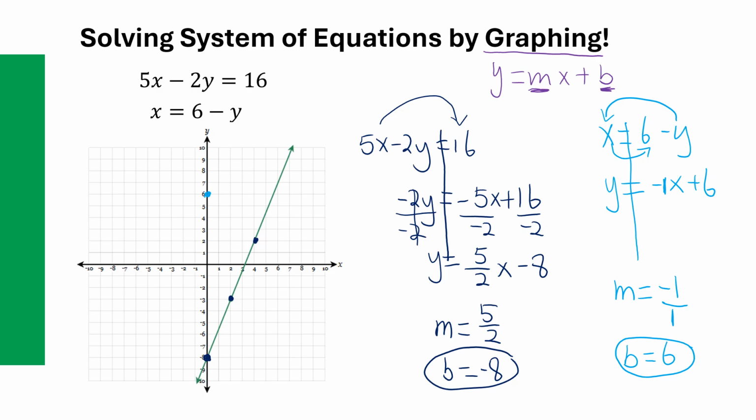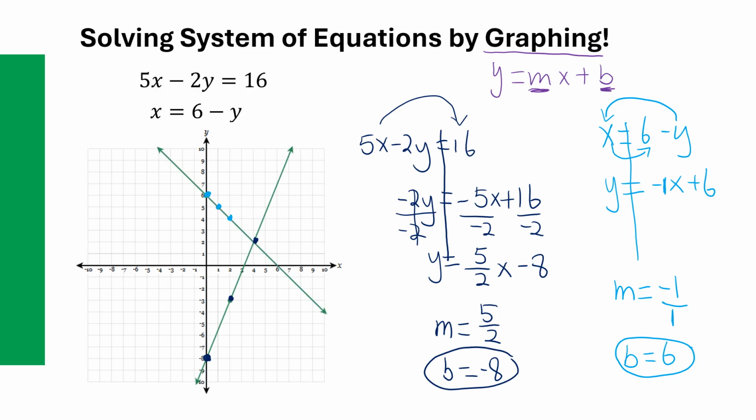And since my slope is negative, I'm going to go down 1, right 1, down 1, over 1, and connect those 3 points. And the solution to this system of equations is where the two lines intersect, at this point right here. And at this point, your x value is 4, and then your y value is 2. So therefore, the solution to this system of equations is this.